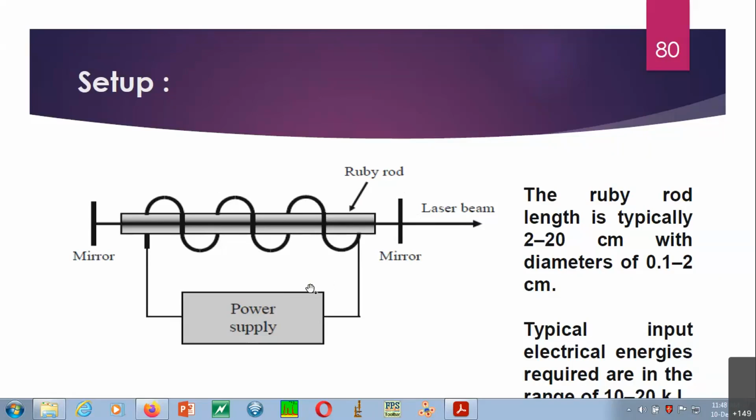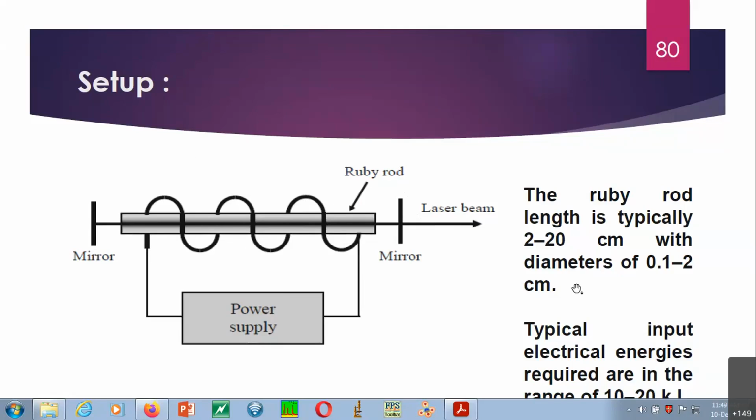All such components will be there in all the laser systems. The only thing is, first you need to identify where exactly the components are. There are some other details also. The length of this ruby rod is around 2 to 20 centimeter, and the diameter is around 0.1 to 2 centimeter.